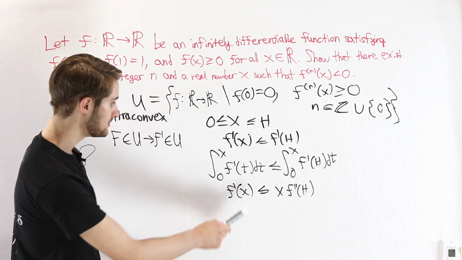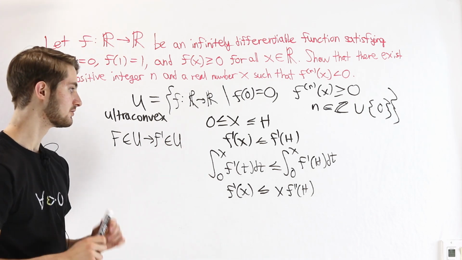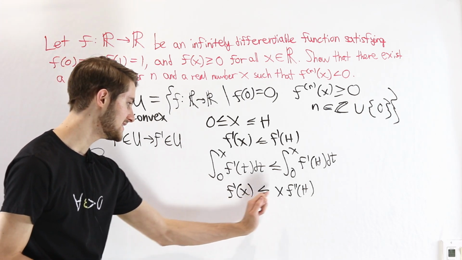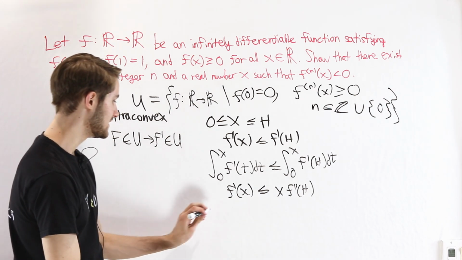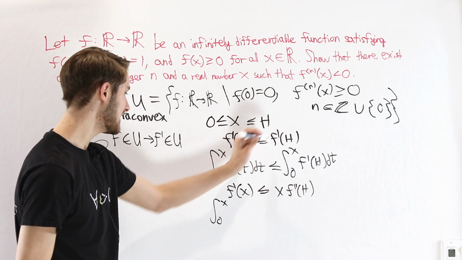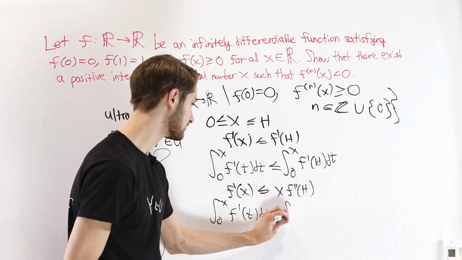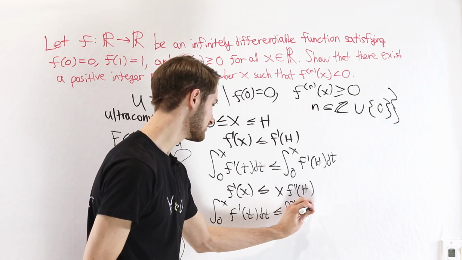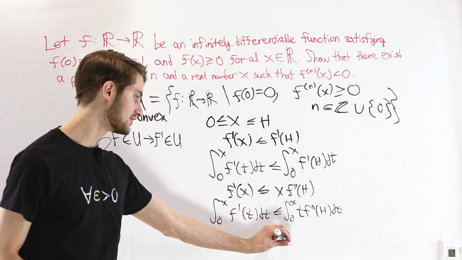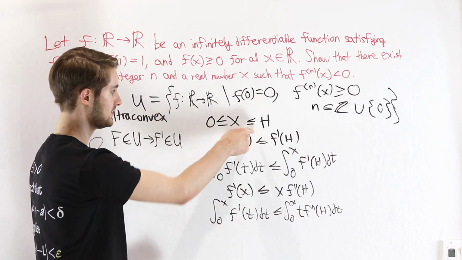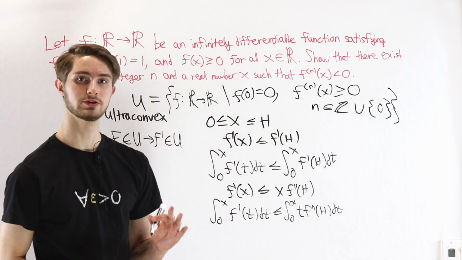From here, we're going to do exactly the same thing that we did in the first step. We're going to do the integral from 0 to x and plug in t for these values of x here. So for any value of t between 0 and h, we know that f prime of t must be less than or equal to t times f double prime of h. So if this integrand is always less than or equal to this integrand on this interval, then we can take their integrals and the inequality will still be true.